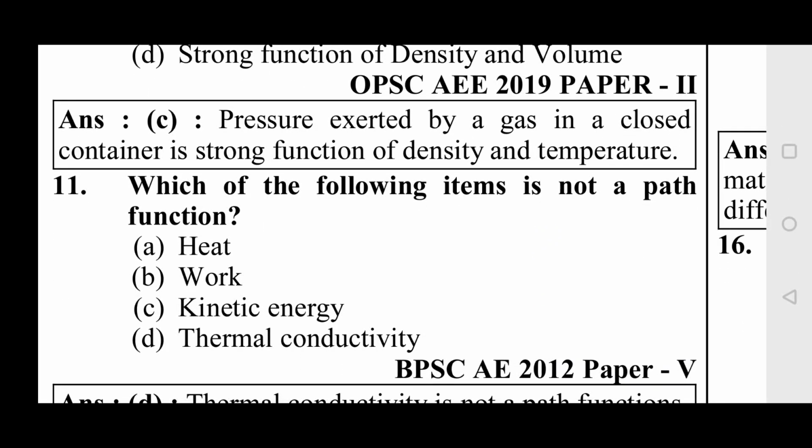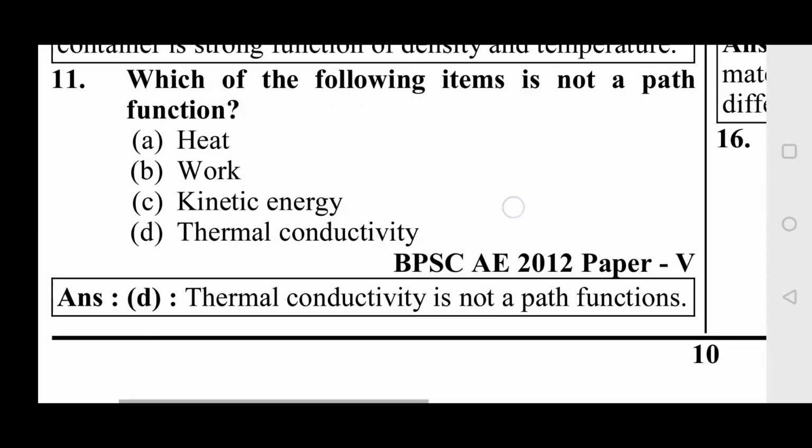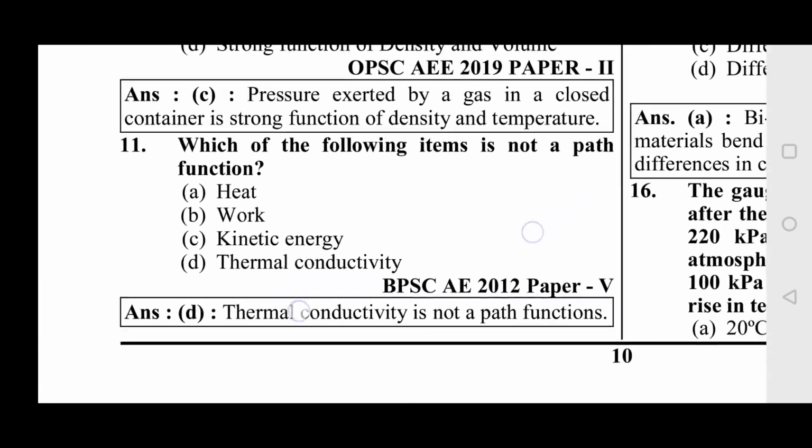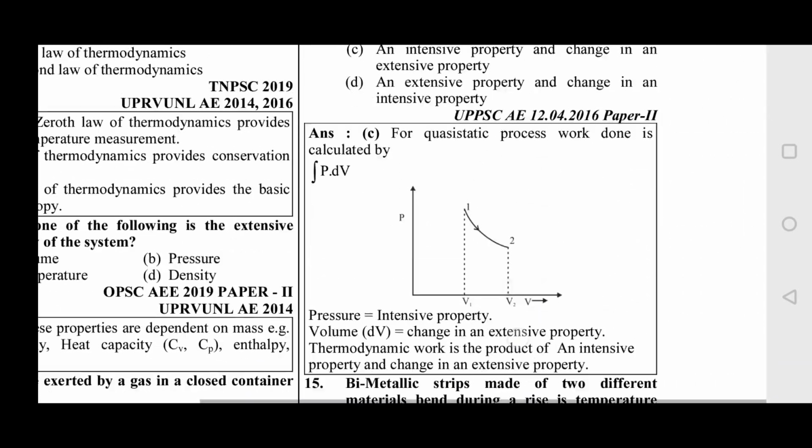Which of the following items is not a path function? We have already discussed that work, heat, and kinetic energy, these three are path functions. Okay, what is not a path function? Thermal conductivity. So answer is thermal conductivity. Thermal conductivity is not a path function. Next, move to the next question.